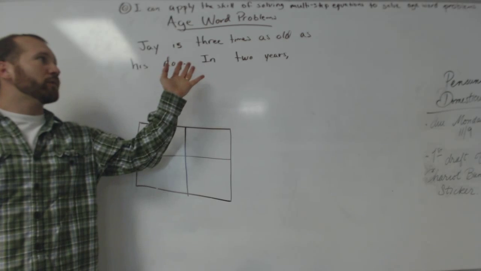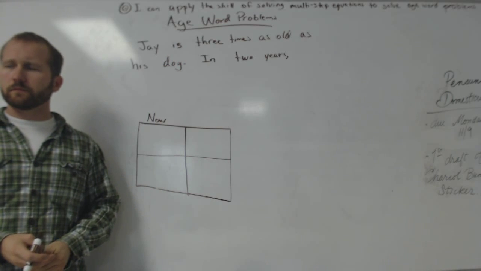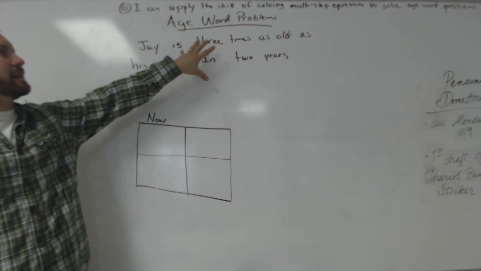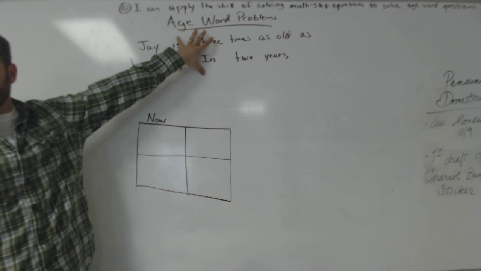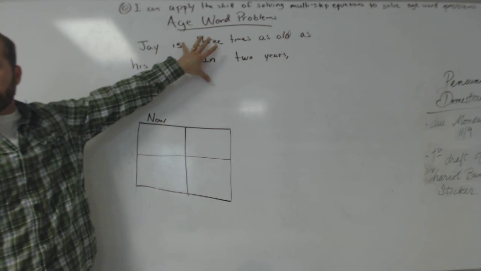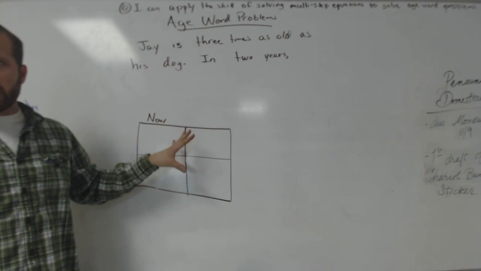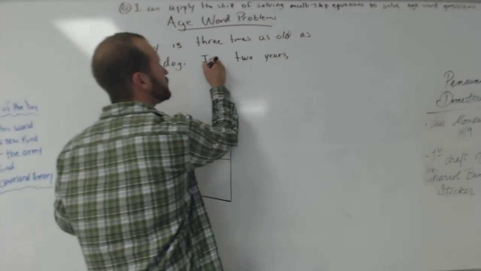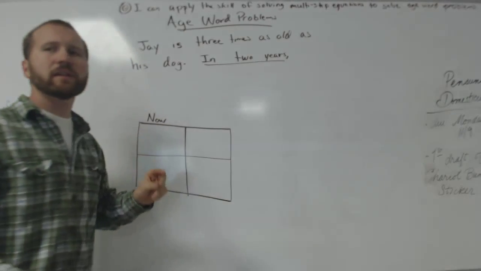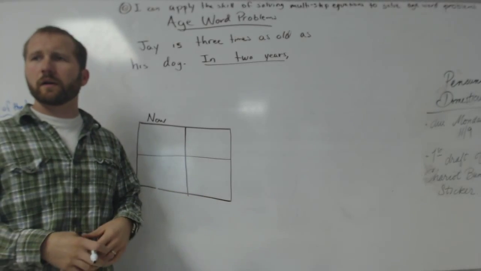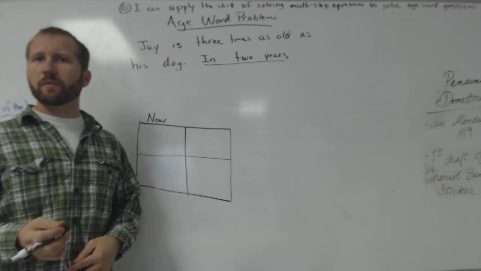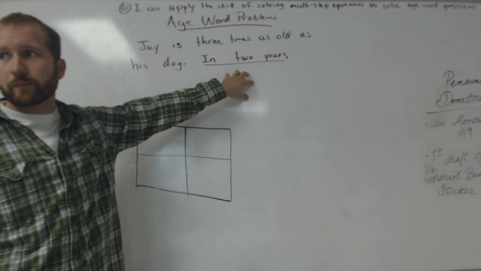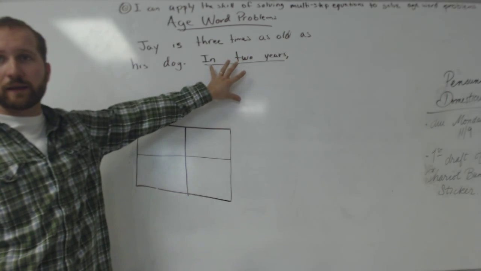Now I'm going to stop right here. Why should I stop right here? Because this information is all the information I need for my table. So remember, when you read in 2 years, or 7 years ago, or 5 years from now, you're going to stop right there.